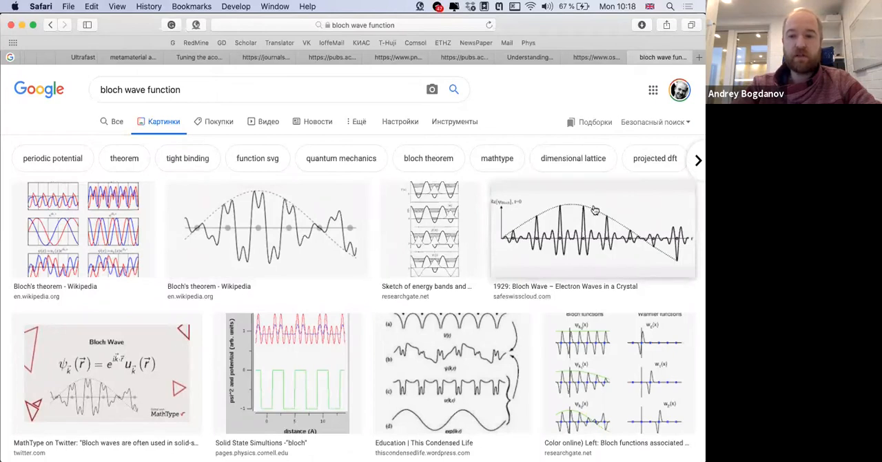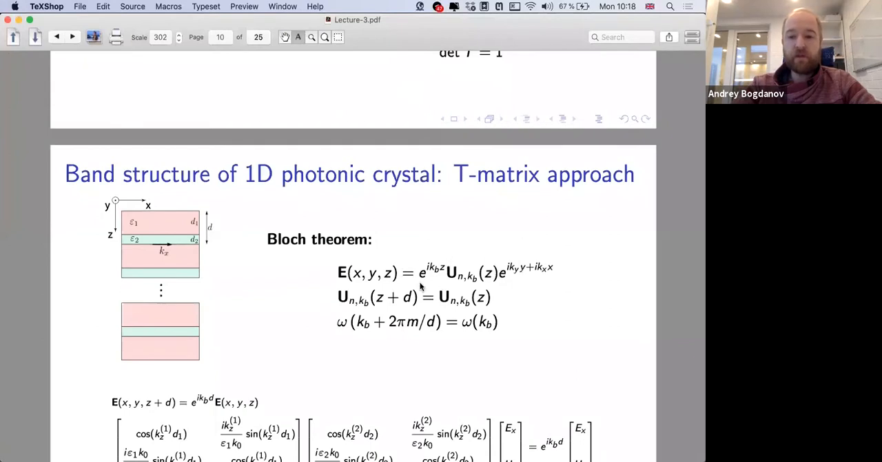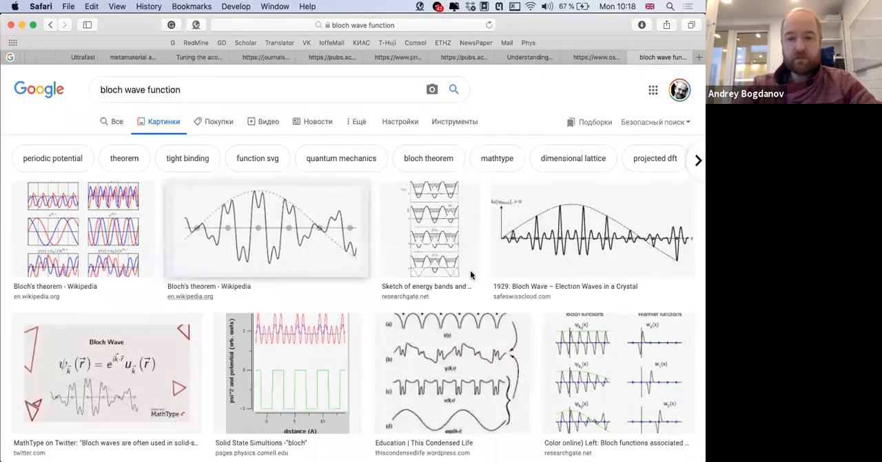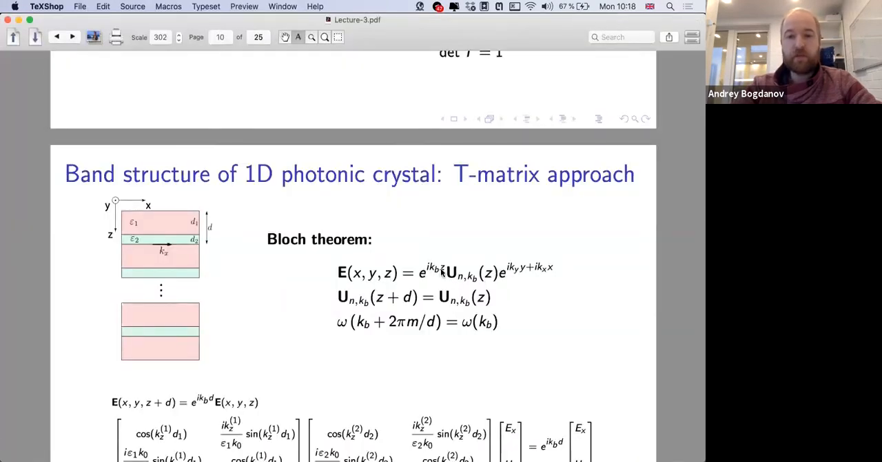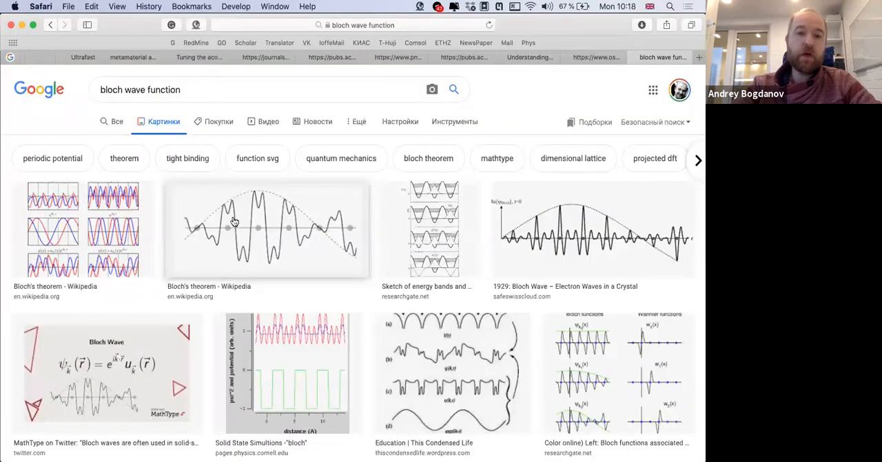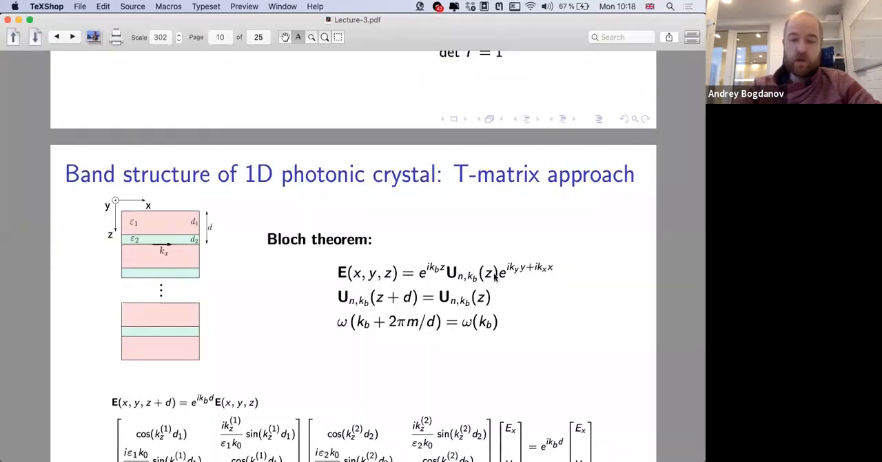Or like here, you also have an envelope function, and this envelope function is an exponential function. Inside this envelope, we have a periodic function. So let's imagine that the envelope function is a constant. If the envelope function is a constant, your solution will be periodic.